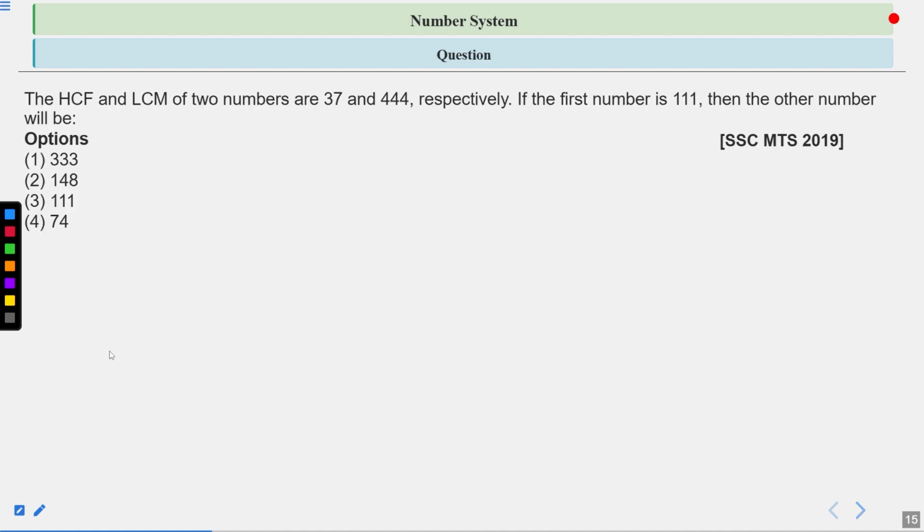The HCF and LCM of two numbers are 37 and 444 respectively. If the first number is 111, then the other number will be? This question was asked in the SSC MTS exam in 2019. So there are four options. First one is 333, second is 148, third one is 111, and fourth one is 74. Now you have 10 seconds to analyze this question. Your time starts now.